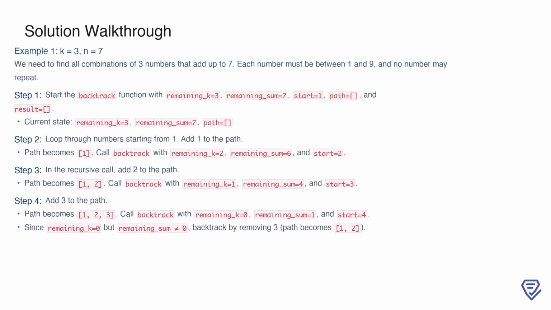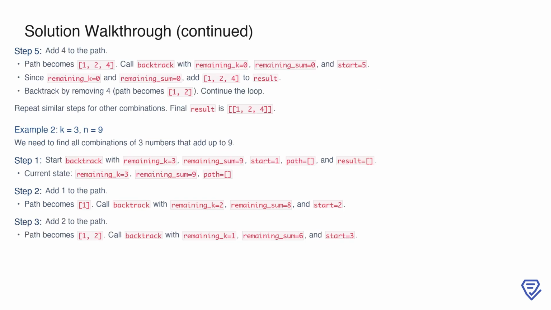Then, we add 3 to the path, making it 1, 2, 3, and call backtrack with remaining_k 0 and remaining_sum 1. However, since remaining_sum is not 0, this path is not valid. We backtrack by removing 3, reverting the path back to 1, 2. After backtracking, we try adding 4 to the path, which changes it to 1, 2, 4.